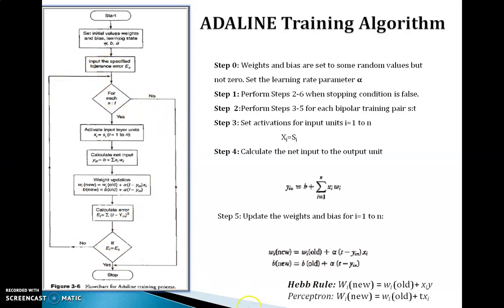Here you can see the difference from the Hebb rule to the perceptron: instead of x into y, we use t, where t is the target. From the perceptron to the Adaline, instead of simply using t, we use the error term, t minus the net input, that is, t minus y_in.